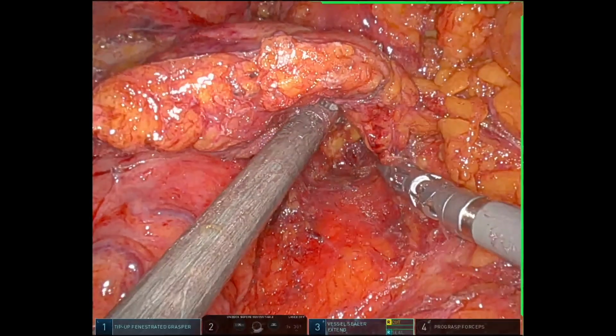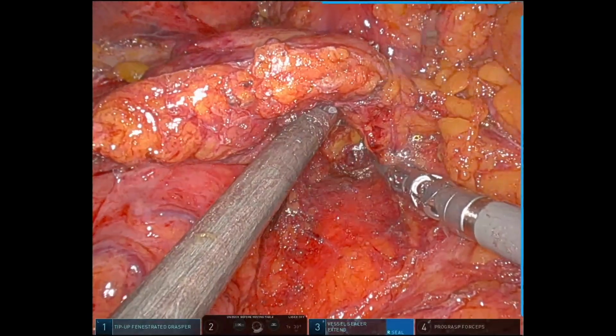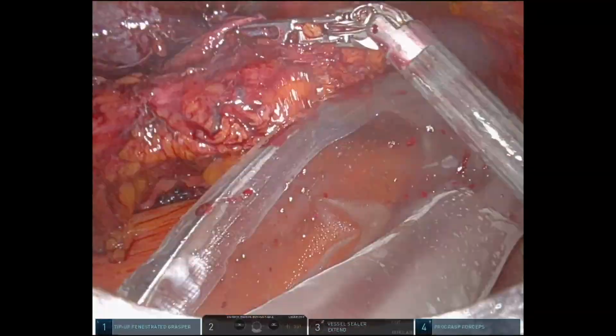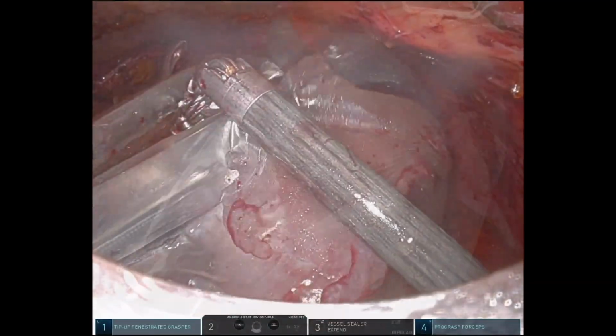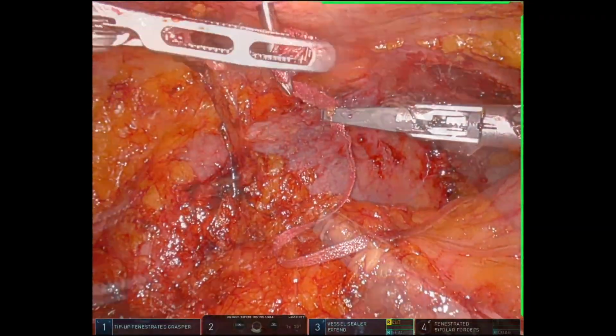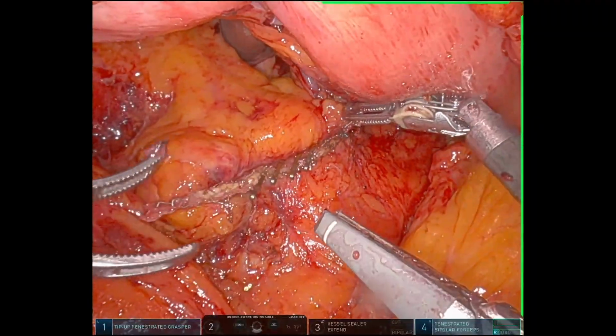Frozen section returned positive for invasive adenocarcinoma at the pancreatic transection margin, indicating residual disease proximally. Given this finding, the decision was made to extend the resection to achieve an oncologically negative margin.